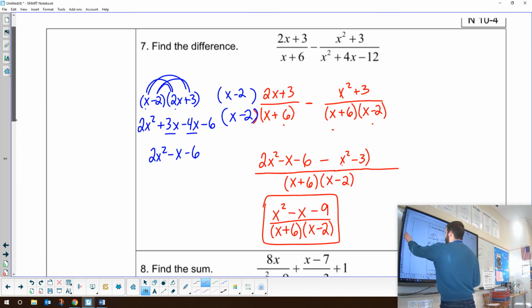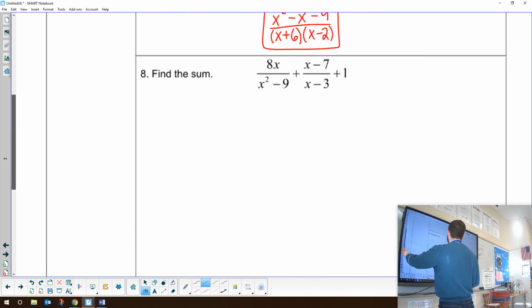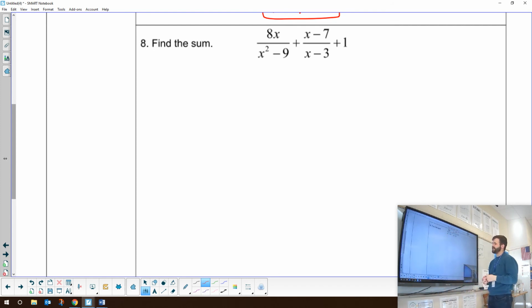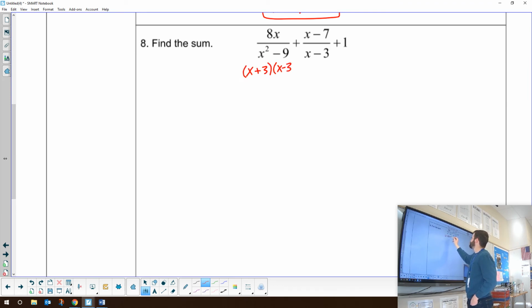Okay? All right. Last question, number 8. We have 3 fractions. I know it sounds insane. First off, we're going to factor out this x squared minus 9. This x squared minus 9, I can factor that to be x plus 3 times x minus 3. So you can see that we have this in common.